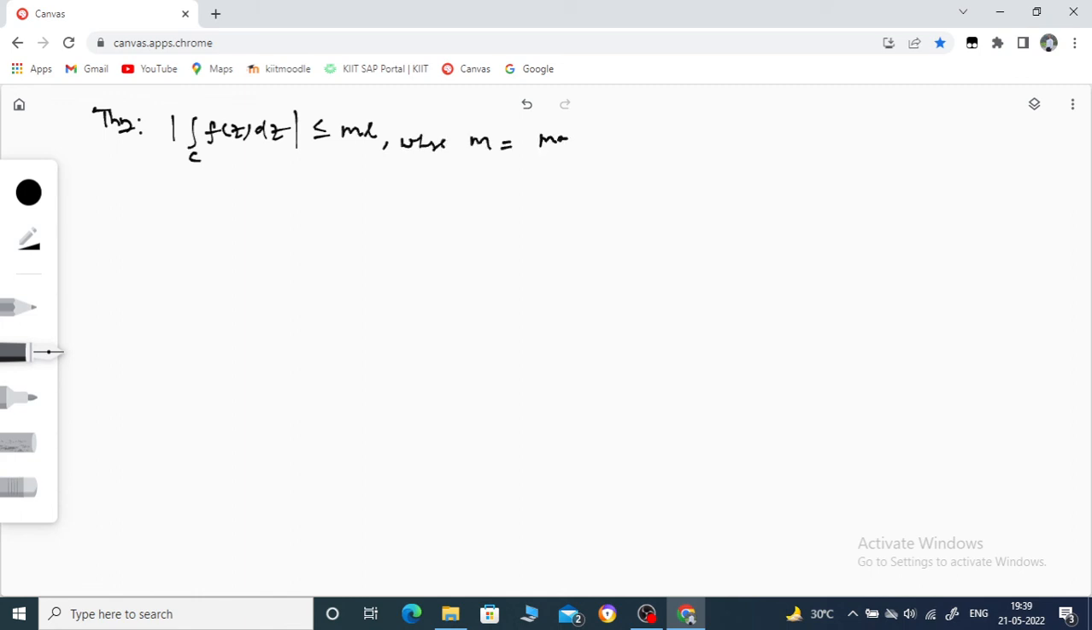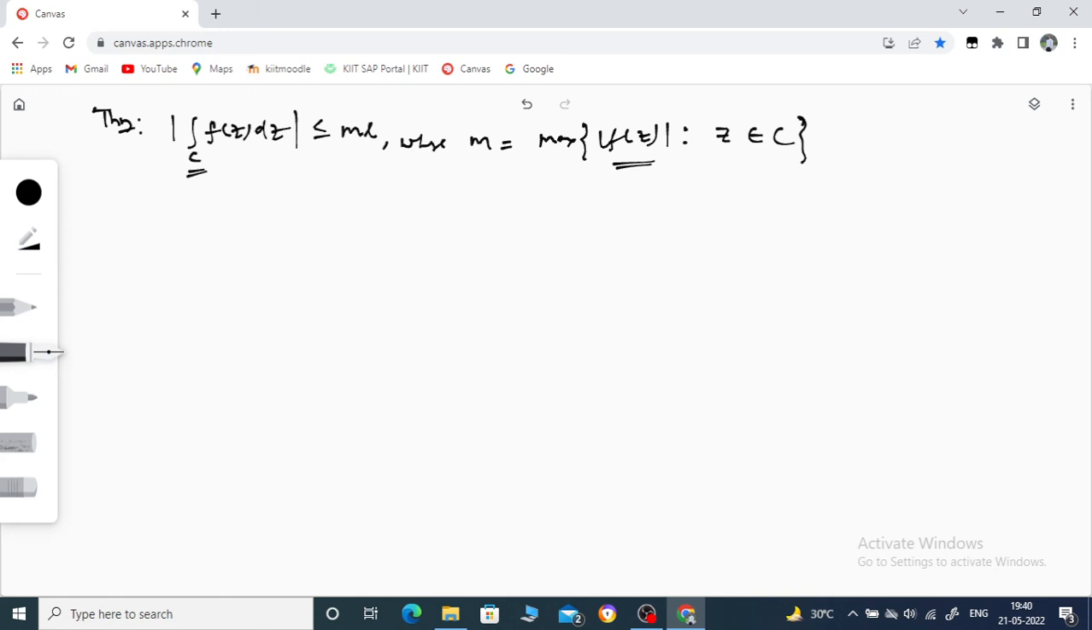Here M is the maximum value of mod f of z. This is the maximum of mod f of z such that z belongs to C. C means z belongs to this curve. So within this curve, what are the values of z you are getting? M is the maximum value of that f of z, where z belongs to this curve C. Okay, that is the value of M.